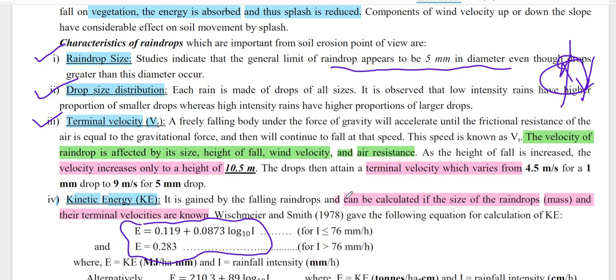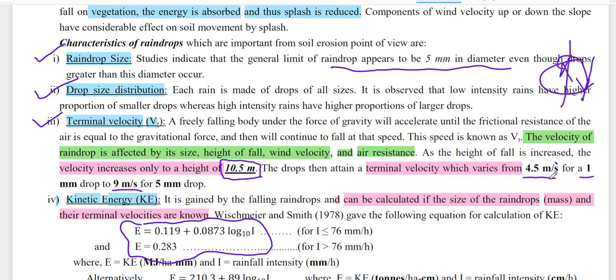So he is telling that after the height of fall increases, the velocity of the raindrop will increase up to 10.5 meter only. After that, it will attain a constant velocity. That constant velocity will vary from 4.5 meter per second to 9 meter per second.